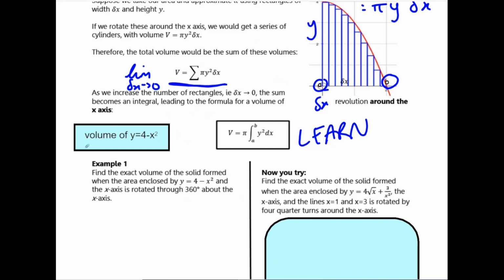Importantly is which axis you're rotating around. So the dx bit tells you that you're rotating around the x-axis. Likewise, today we're also going to do rotating around the y-axis. It'll be a similar sort of thing, but it'll have x squared dy instead. So y squared dx is around the x-axis, x squared dy is around the y-axis. Okay. So I'm going to work through example 1, and then I'll get you to have a go at the U try.